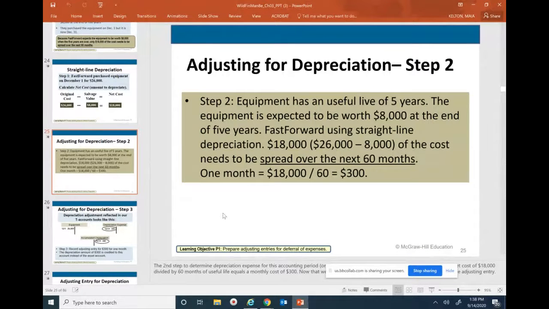You also have to be careful and understand what time period you're asked to compute depreciation for. Is it for 1 month or is it for the whole year? If this was an annual depreciation, all you have to do is divide by 5 years instead of the 60 months, or multiply the $300 times 12 months a year.